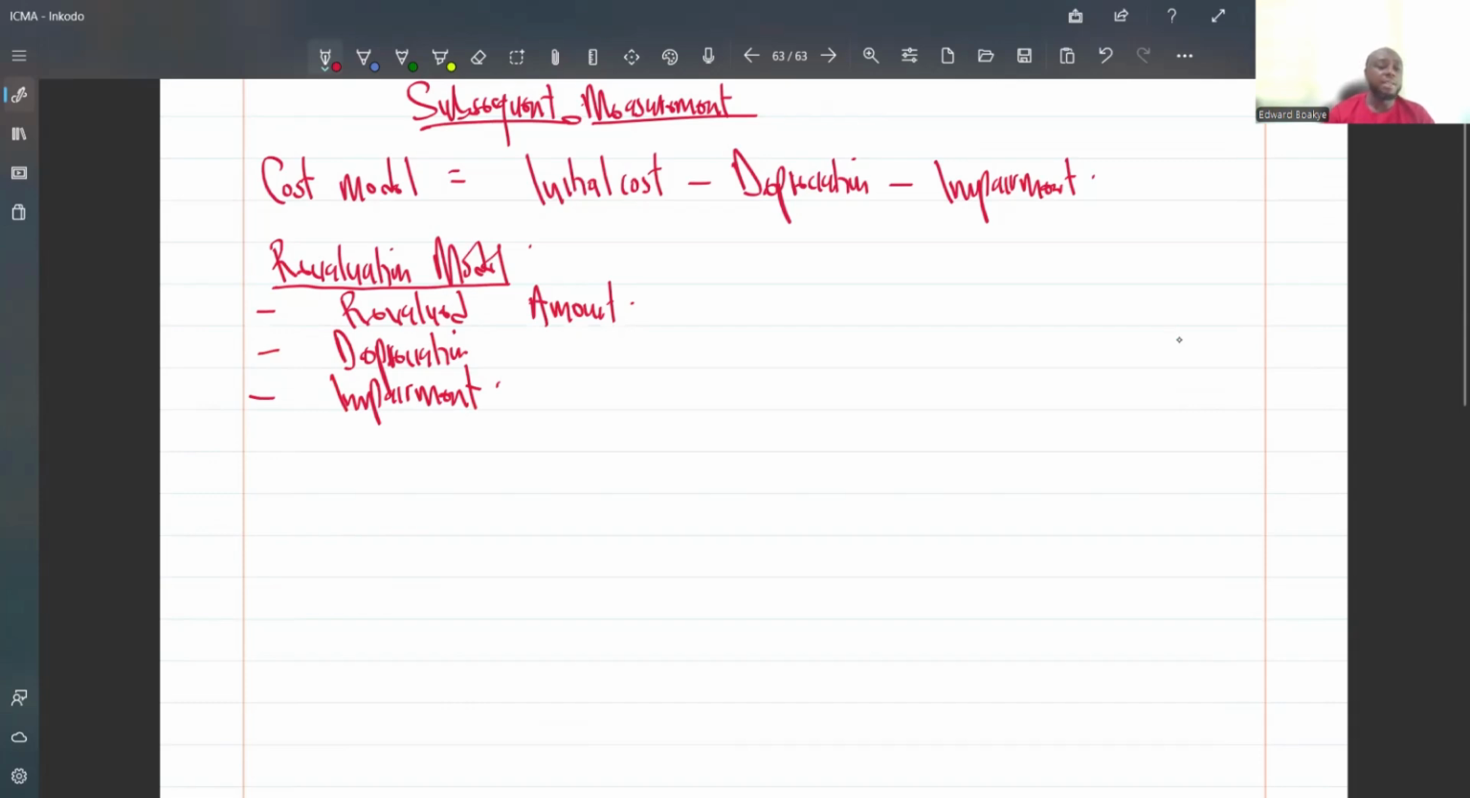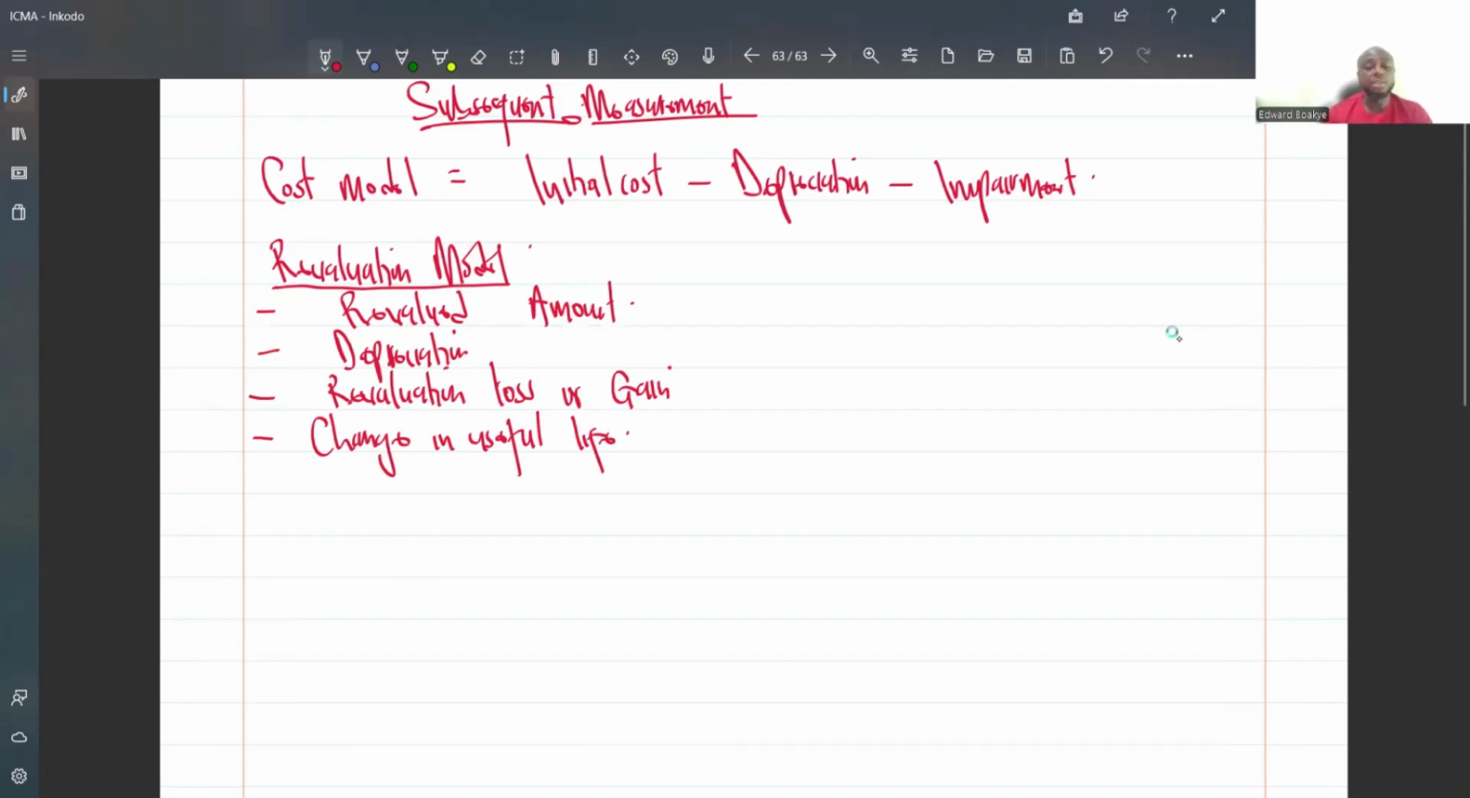But in this case, we call it what? Revaluation loss. A revaluation what? Loss. So with a revaluation, we are going to get either a revaluation loss or we can also get what? A revaluation gain. So let me put it as revaluation loss or gain. We may also have change in useful life. The change in what? Useful life.